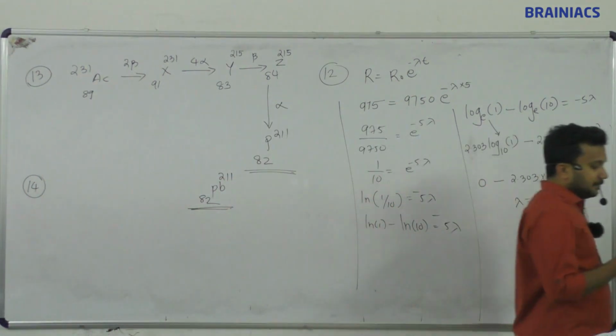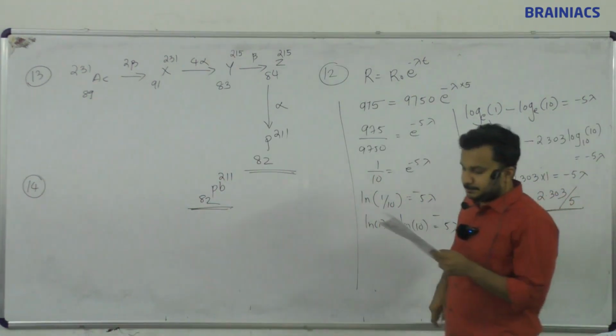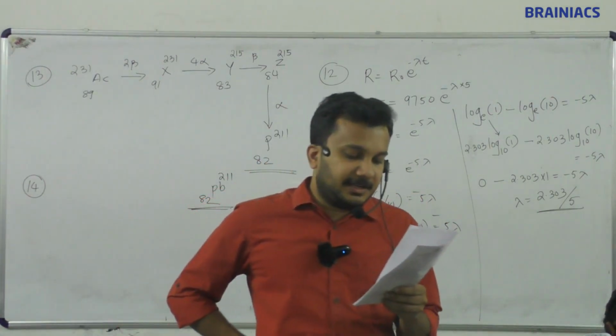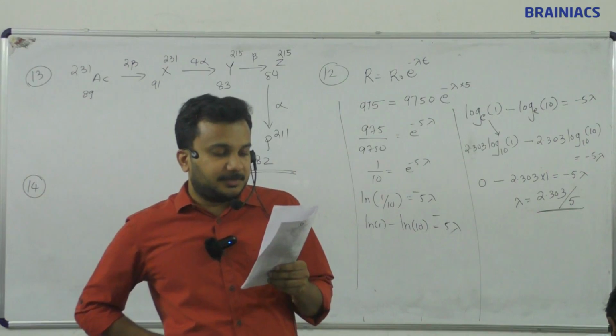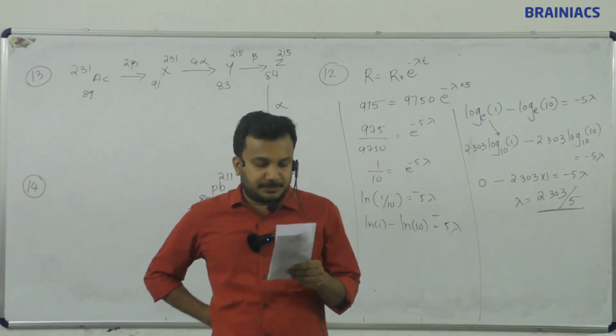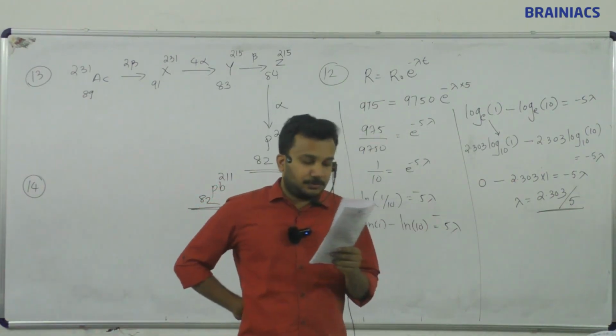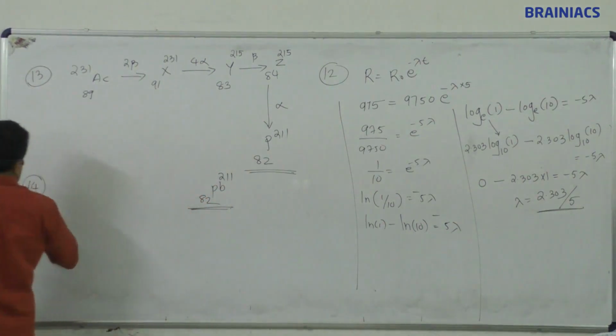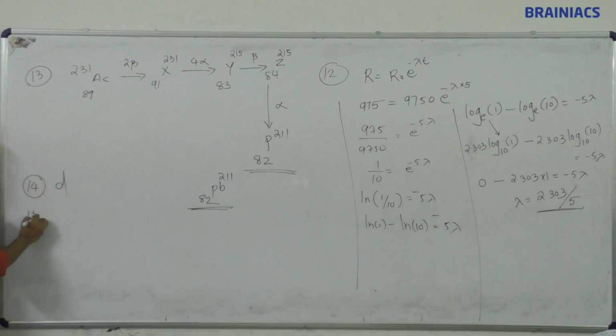Fusion reactions take place at higher temperature because kinetic energy is high enough to overcome the repulsions between nuclei, meaning proton to proton, proton to neutron. So the 14th answer is D.